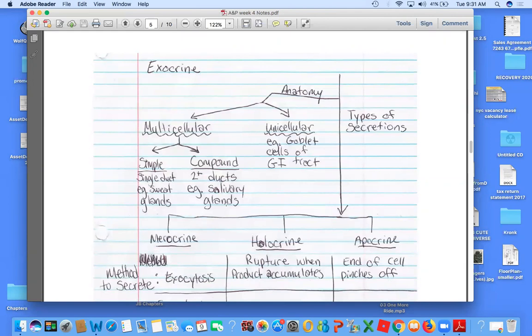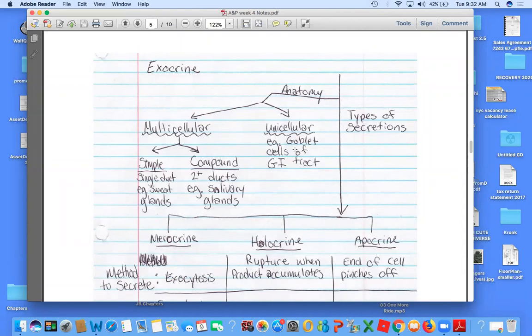Mucus. I'm kind of pretending to cough up some mucus. That's an exocrine gland too. So why don't we classify the exocrine glands into multicellular versus unicellular, based on their anatomy. A unicellular gland is a goblet cell, which we know is mucus, right? If you just have a single cell, boom, it's its own gland. It's a goblet cell. It makes mucus.